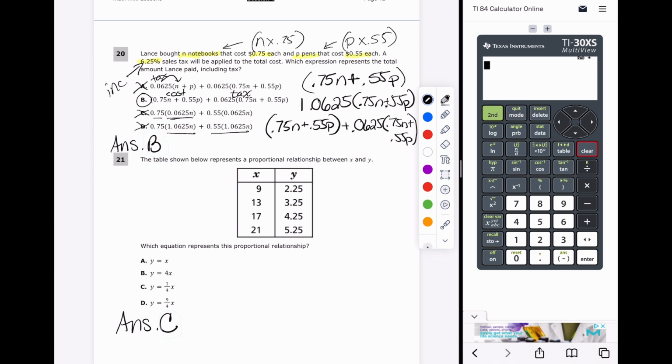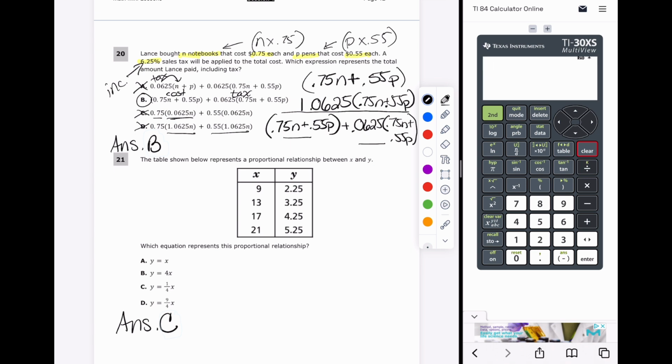All right, let's go to the next one. I kind of like 20 because it showed how, even when I did my work the first time, when I checked to see, I didn't see my answer. So I thought, well, what would be another way that this can be represented that is also equivalent? And that's what I had here, the cost plus the tax. All right, moving on to 21.